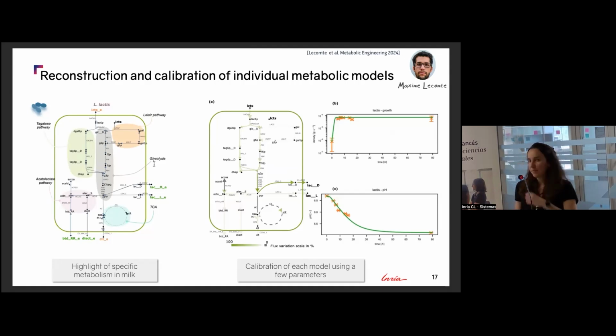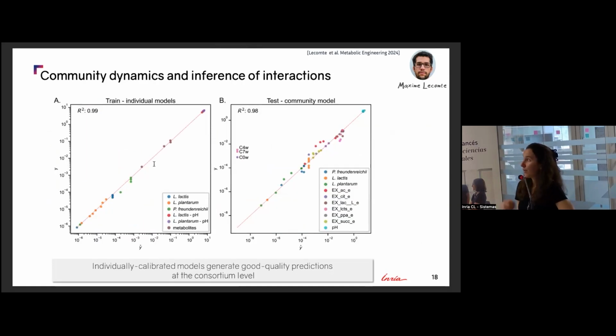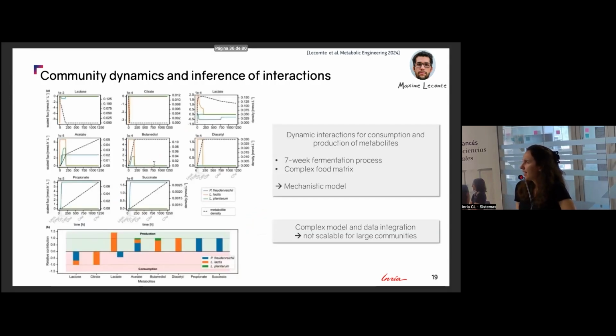The question is whether from these models we can accurately describe the community. And the answer is overall yes. On the left, you have the results of the training dataset on individual cultures. And on the right, you have the community model. We reused the models that we trained on pure cultures, and we tried to predict the data that we had in the community. So except for a few predictions, overall, we predicted very well the populations of bacteria and the concentrations of metabolites.